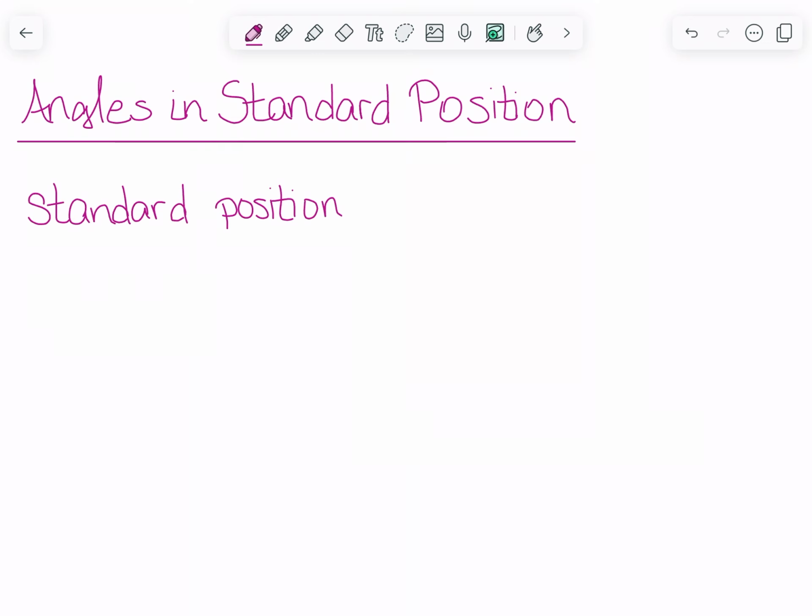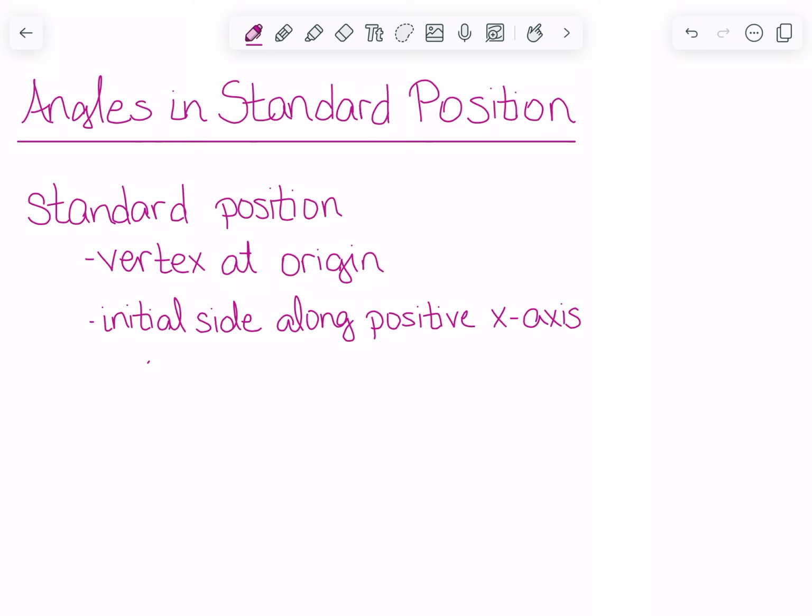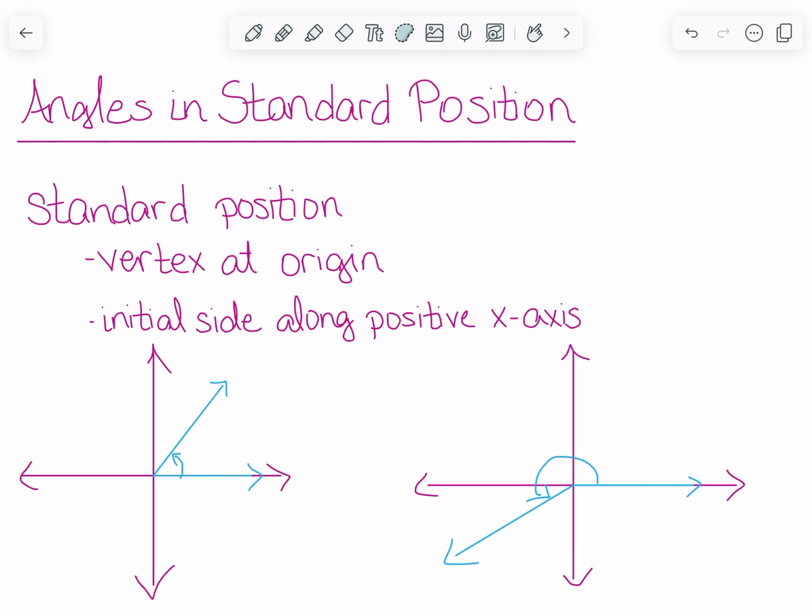Now that we've looked at some of the basics of angles, let's actually look at what it means for an angle to be in standard position. First, we need the vertex to be at the origin, and we need the initial side to be along the positive x-axis. Here, I can see two examples of angles in standard position. Both of them have their vertex at the origin and their initial side is along that positive x-axis.